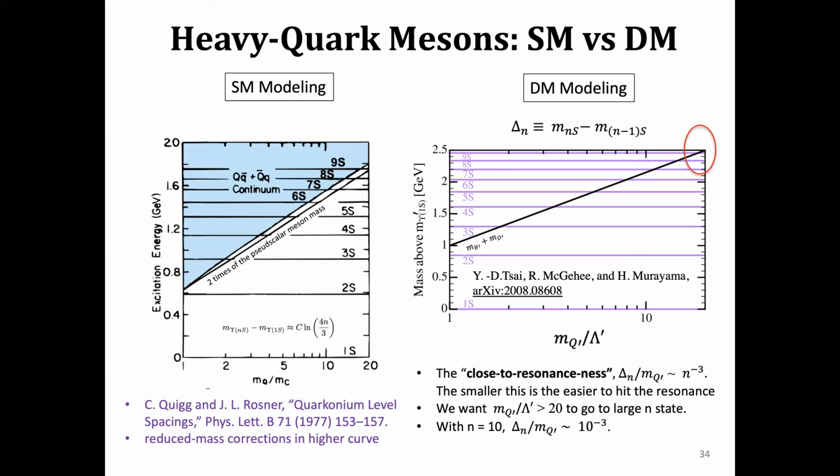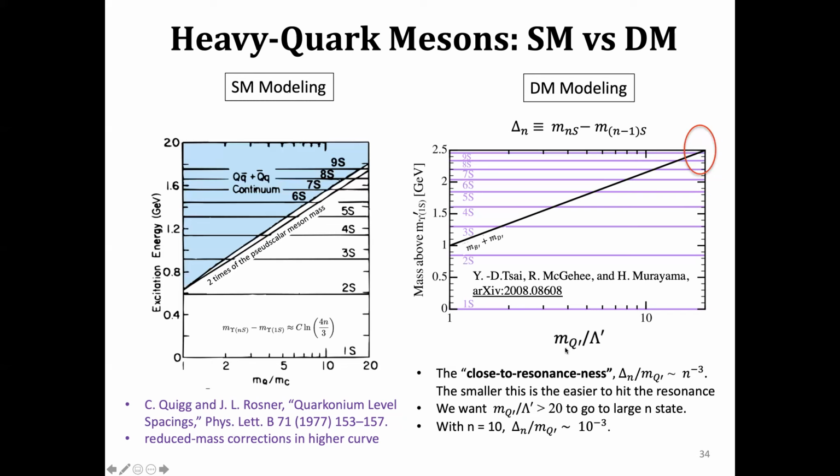Yeah, no problem. So you can say how easy can I hit the resonance is, I go on this MQ thing and I define a dimensionless parameter to say, okay, this is how easy I can hit the resonance. The smaller this number is, the better I can hit the resonance. So that's the best we can do. And we want our MQ prime over lambda prime to be larger than 20 to go on the N states. And N will be basically defined by MQ.